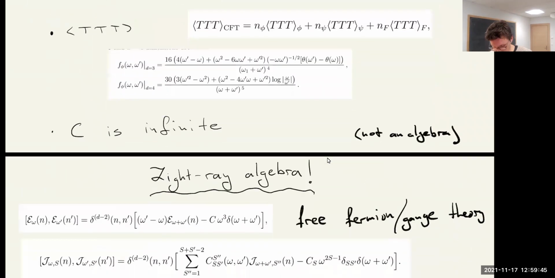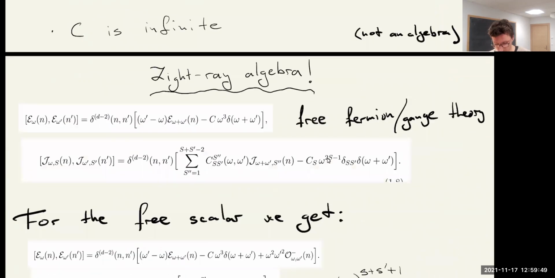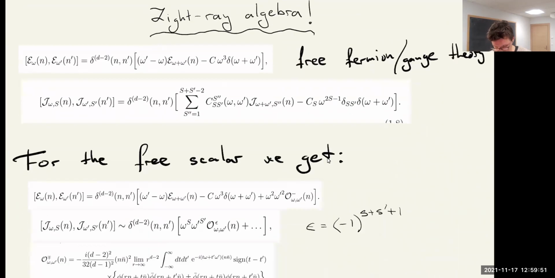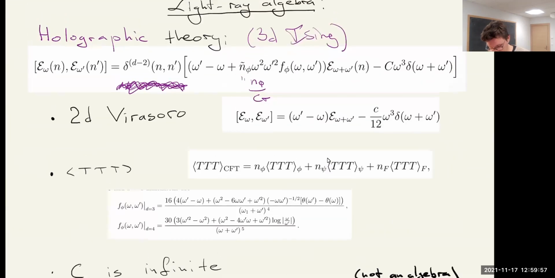Another little comment is that I told you this is not an algebra, but there are very specific cases where you can have a light ray algebra. And the very specific cases are free fermion. Sorry, one comment here is that you could have asked, well, what if this n phi is equal to 0? What if this structure is equal to 0?